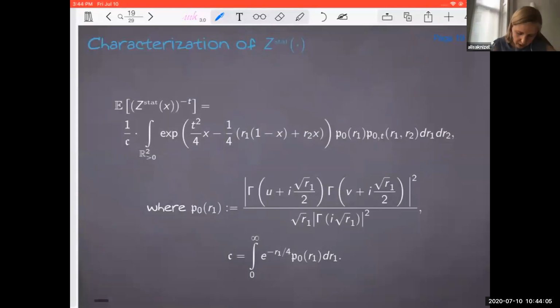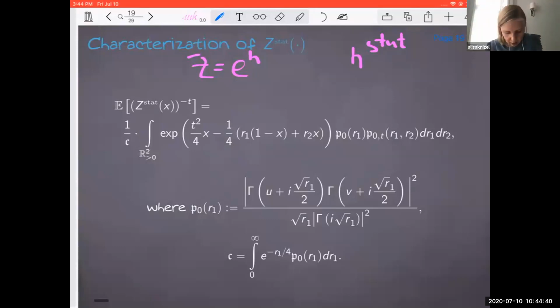Let me say a couple of words about the way that we are able to characterize this stationary object H, and the way we characterize it is again through characterization of its exponents. Let me remind that this Z is always the exponent of e to the H. So this is the formula. We characterize it by writing down the moment generating function, essentially. Here I present the formulas that we get for the negative moments of Z. In this formula, T is positive.